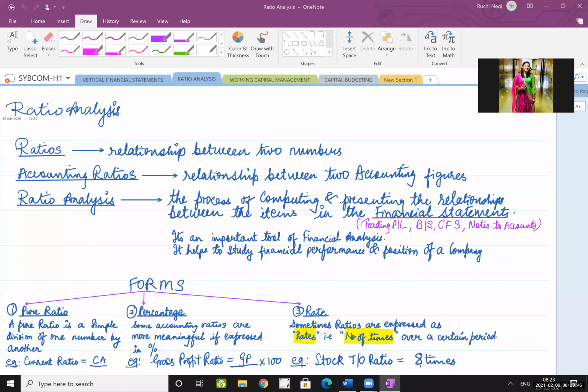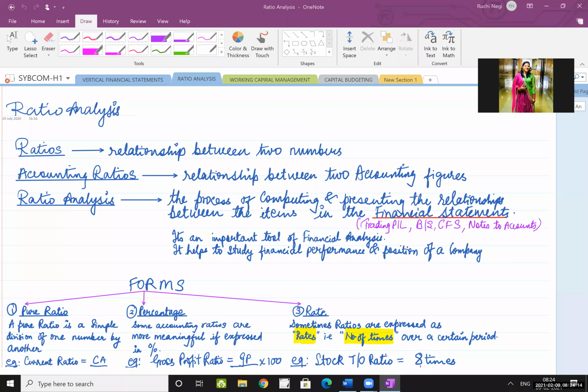Okay, so this is your second chapter, ratio analysis, an extension to the first chapter, vertical financial statements. Right now, ratios in terms of mathematics, you all have done this chapter in your school days in algebra. Ratios means the relationship between two numbers. But we have to now study it in terms of accountancy.